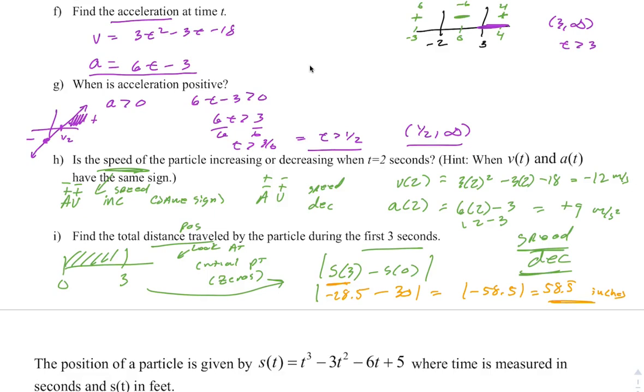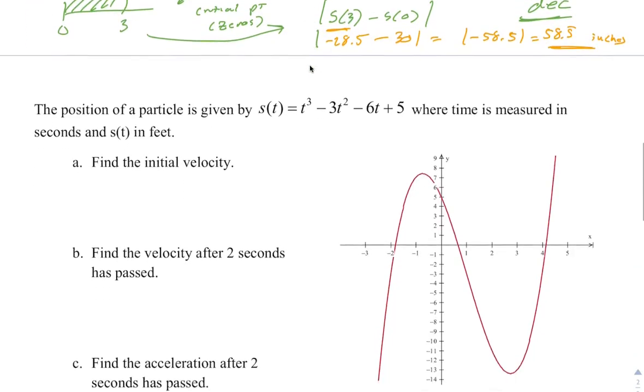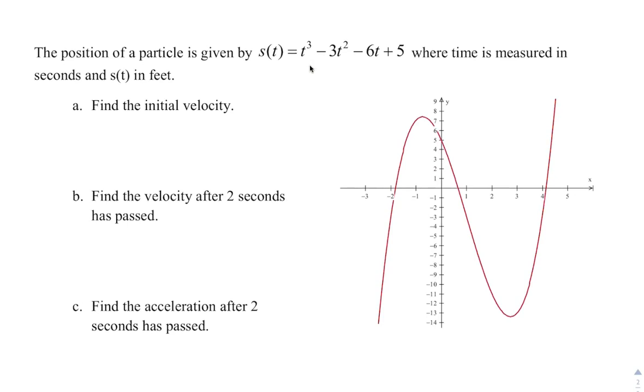That's our first example. Let's move on to the next one. The position of a particle is given by s of t equals t cubed minus 3t squared minus 6t plus 5, where time is measured in seconds and s of t is in feet. So our position is in feet, and our time is in seconds.